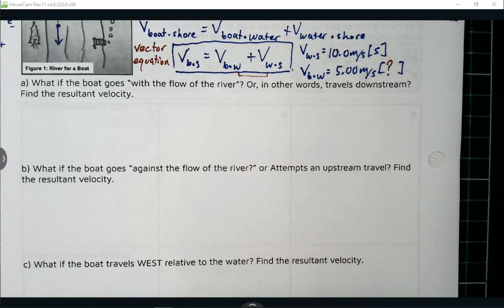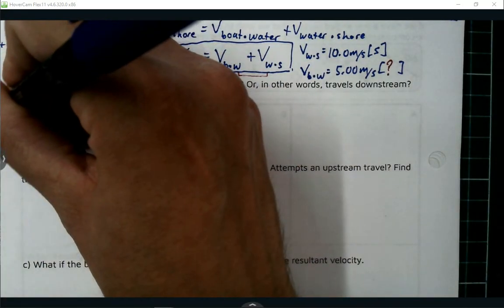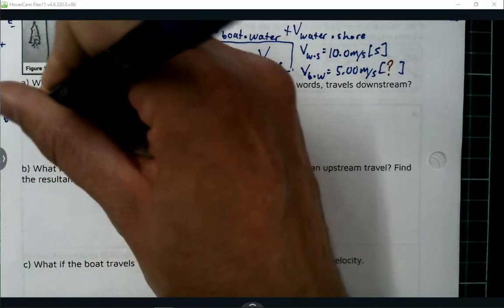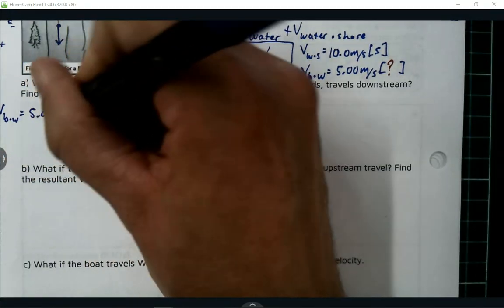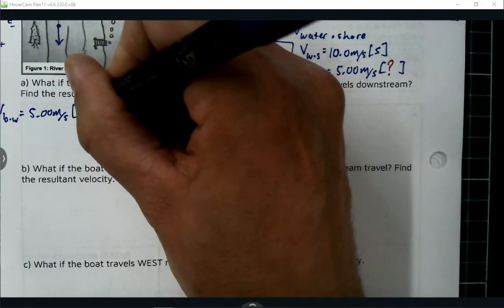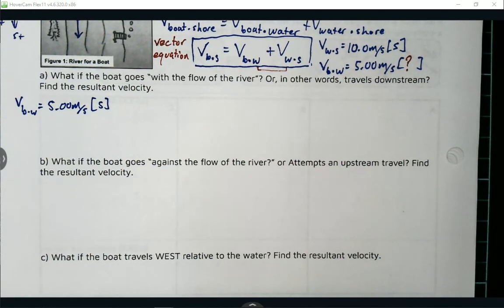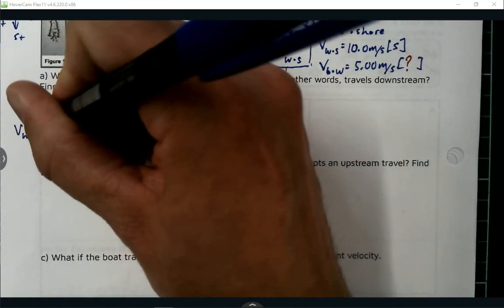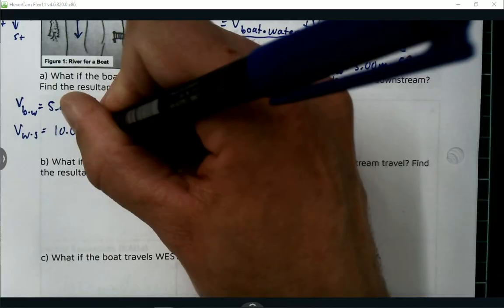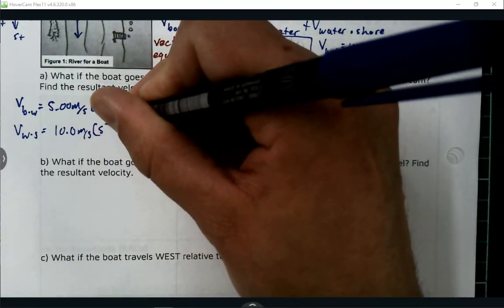What direction is my velocity of my boat? South. Looks like in this situation, we're talking about a velocity of the boat relative to water equals 5.00 meters per second south. So I left it as a red question mark before. Now I want to specify, because in this portion of the story, we know velocity of the water relative to the shore is still the same thing, 10.0 meters per second, also south.